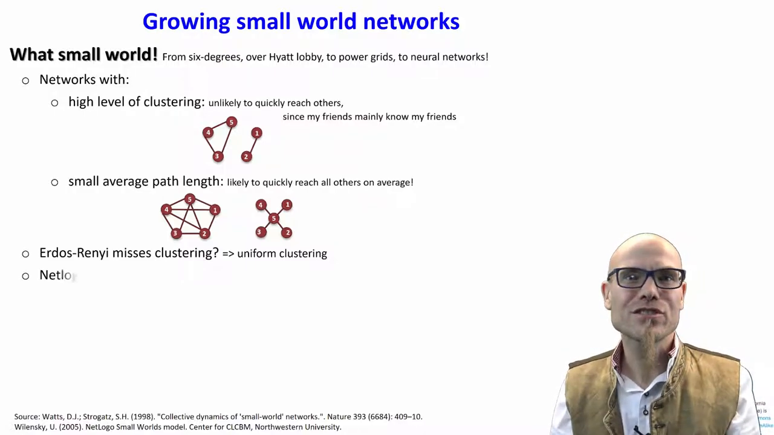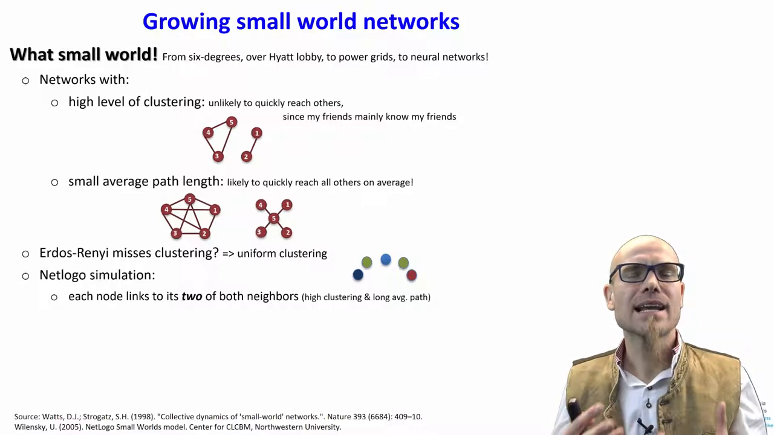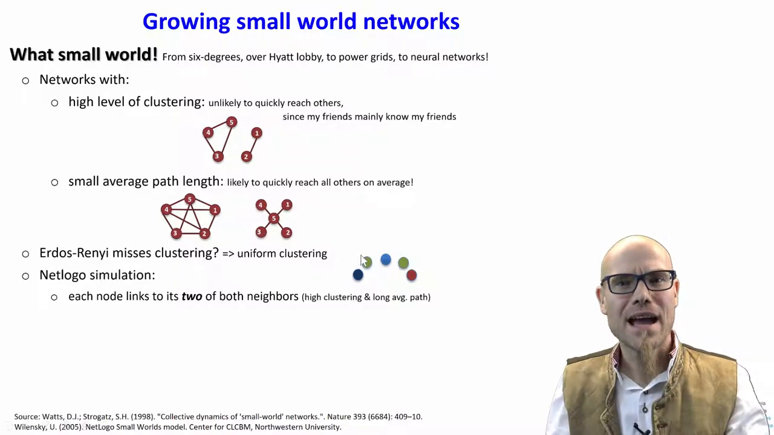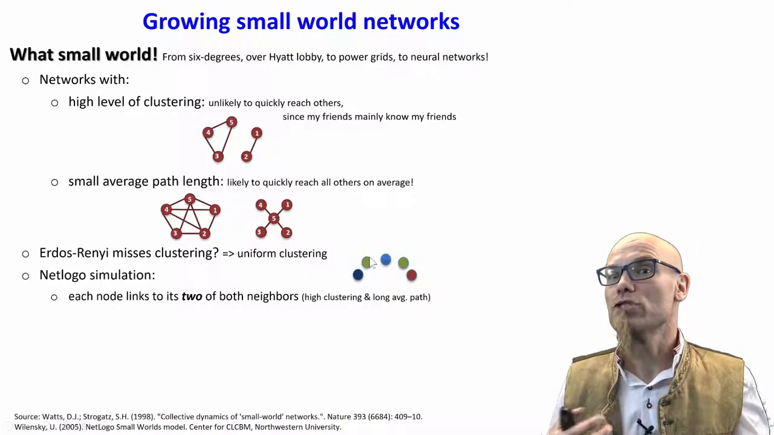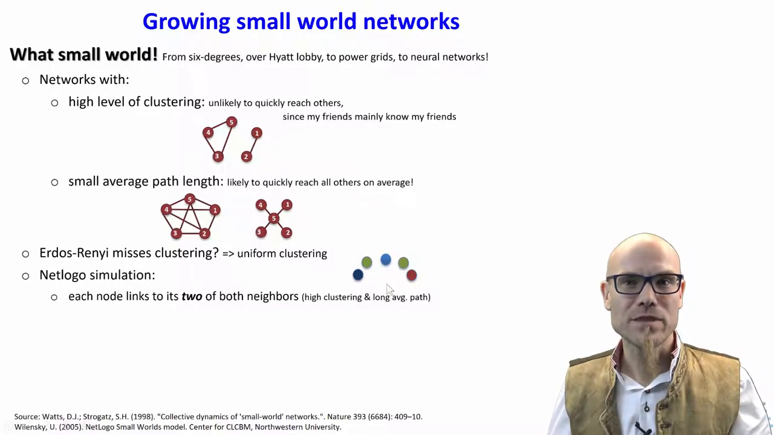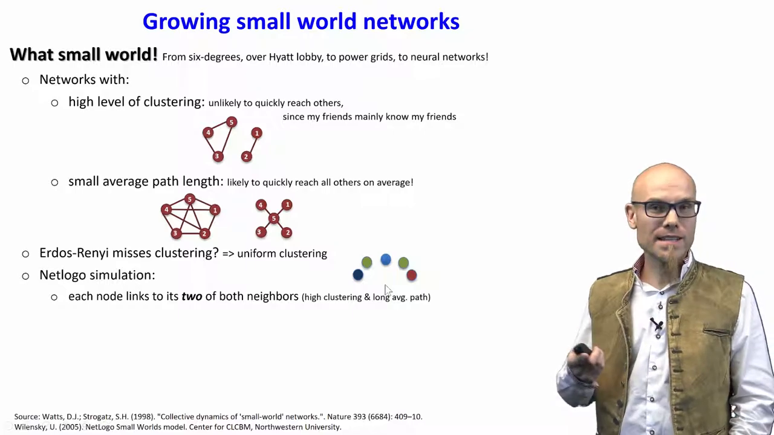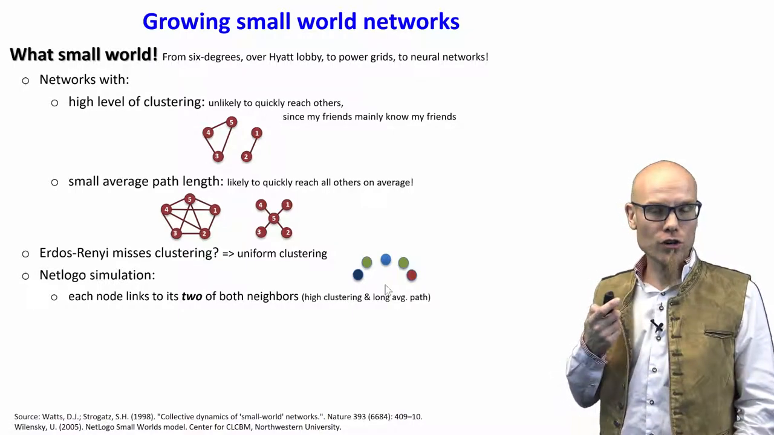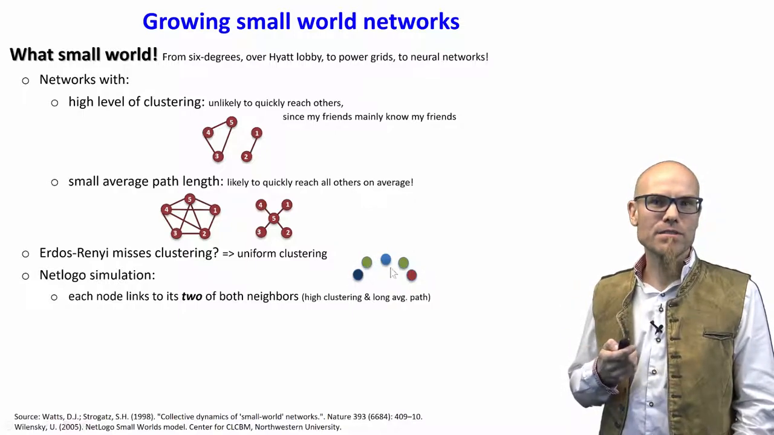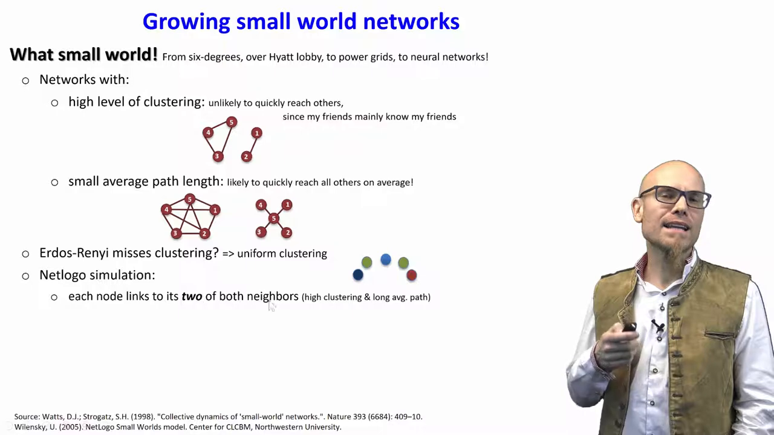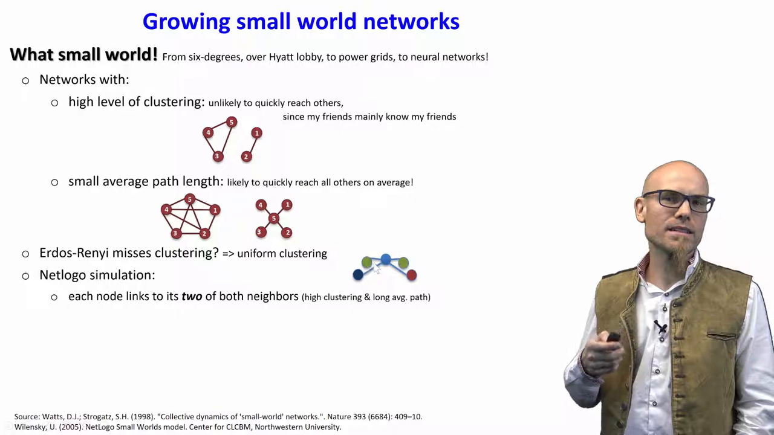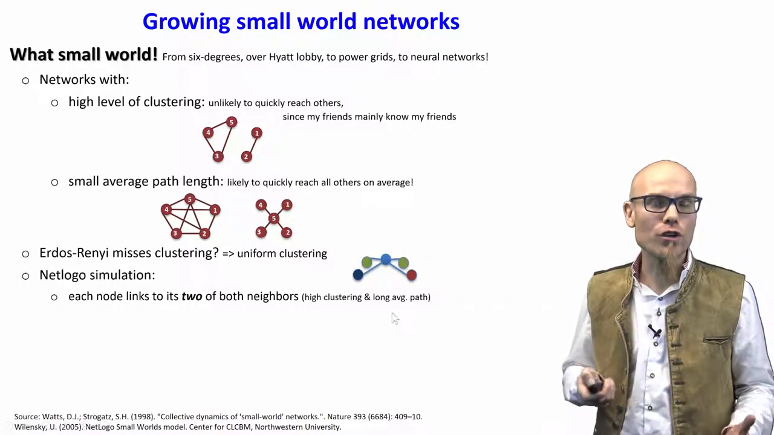The NetLogo simulation on small worlds starts with a high clustering coefficient and with a very small average path length. So basically, just like human evolution, we are mainly connected to ourselves. And that's how we start. So, for example, we start here with our five nodes. And then each node links to two of its neighbors. Here I have the blue node in the middle, and it links to its two neighbors on the left and its two neighbors to the right. So that makes it a very high, local clustering. And every node is connected like this.